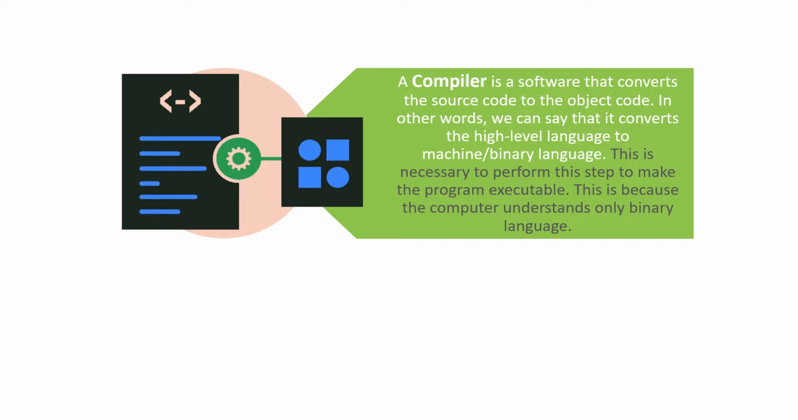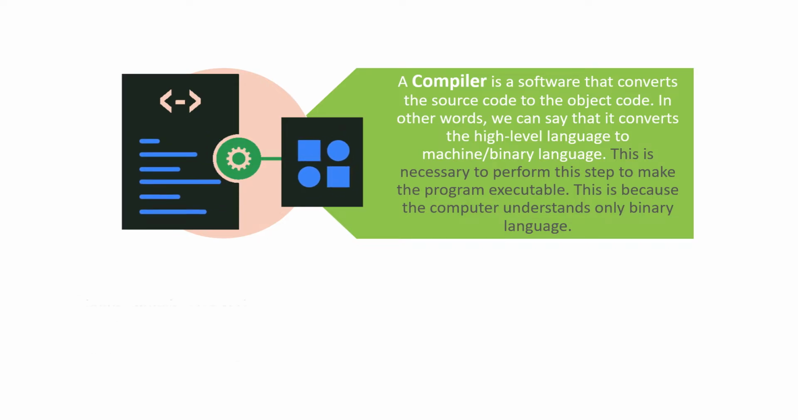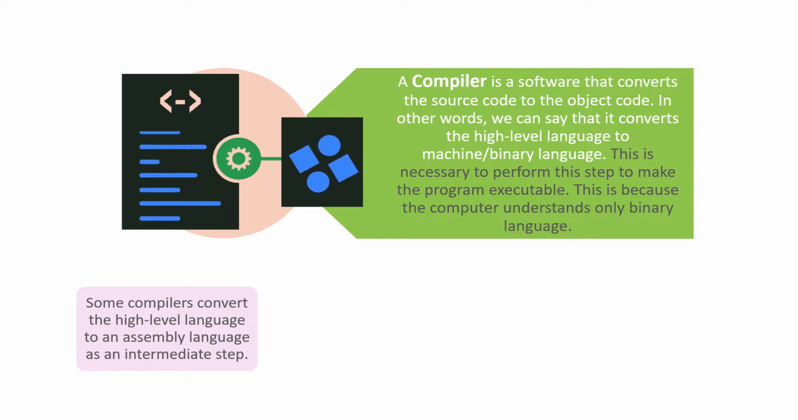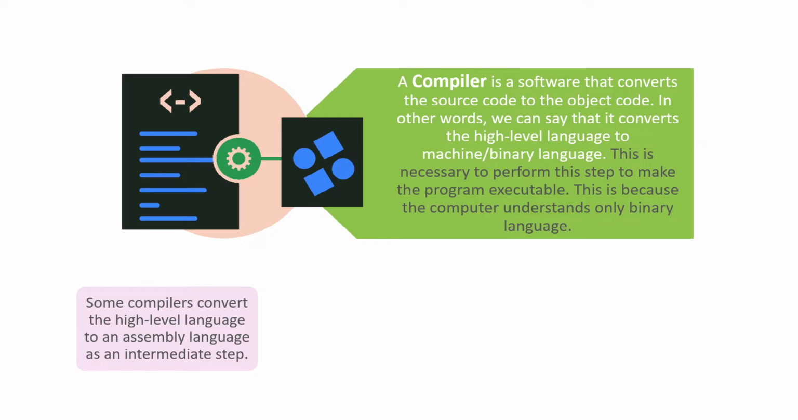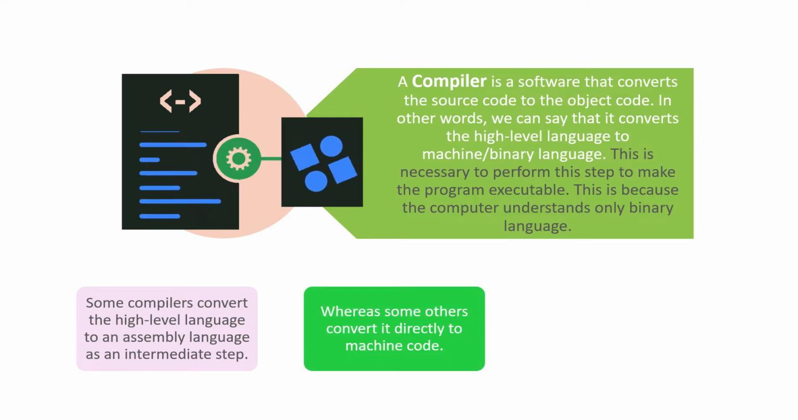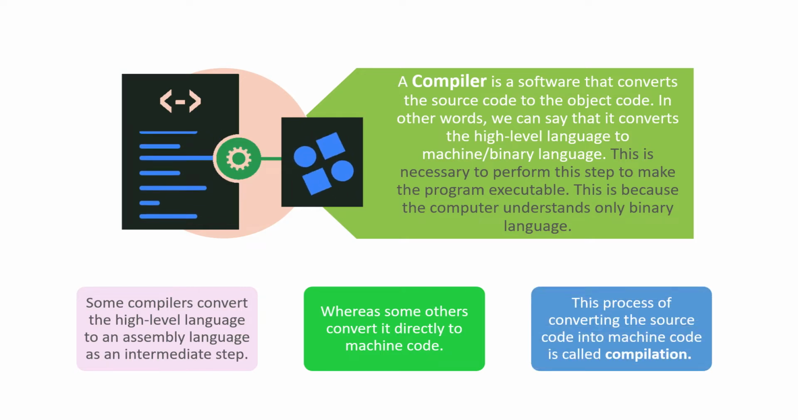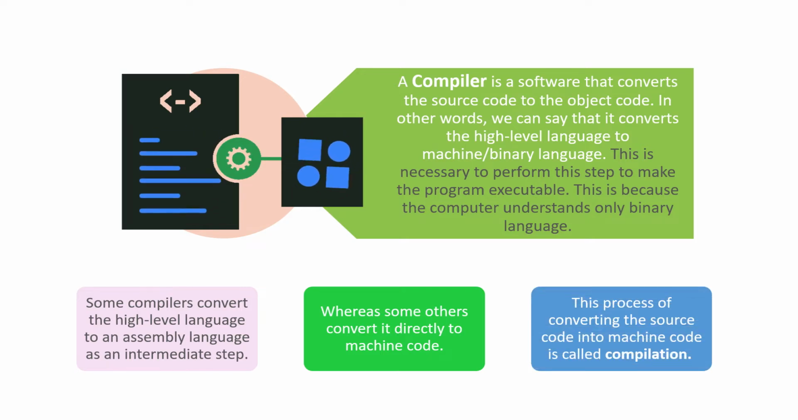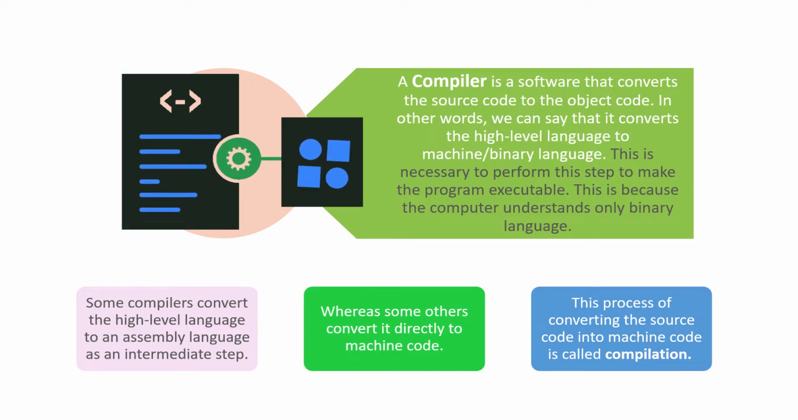That is, the computer can only understand binary language, that is zeros and ones. So some compilers convert the high-level language to an assembly language as an intermediate step, whereas some others convert it directly to the machine code. This process of converting the source code to the machine code is known as compilation.